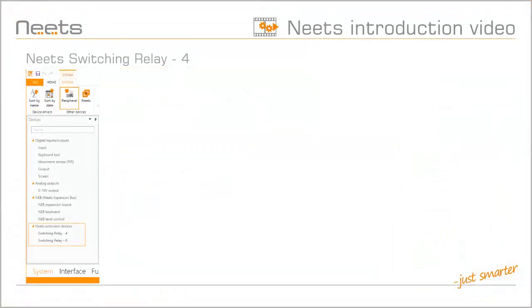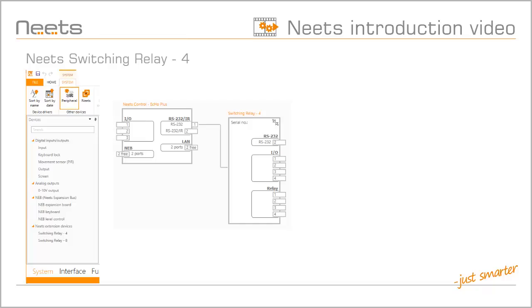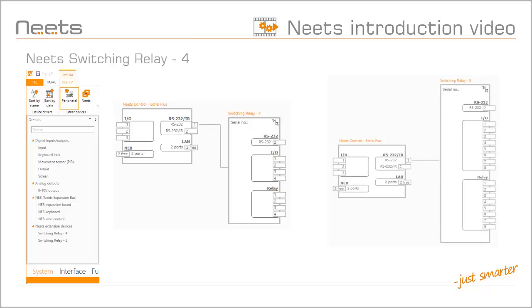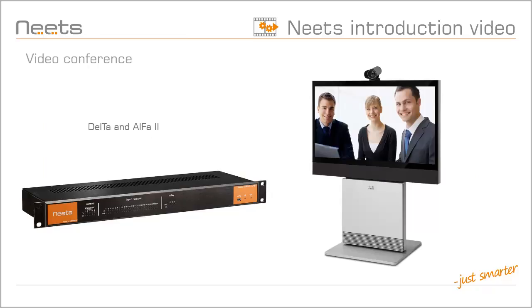Neets Switching Relay 4 has now been integrated into Project Designer, and it works the same way as Neets Switching Relay 8. With Neets Project Designer 1.5, it is now possible to integrate Cisco video conference with Neets Alpha 2 and Delta. You find the video codec in the device list. Let me show you how it is added.